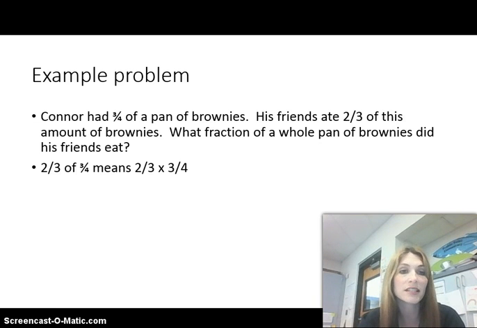We're going to look at our first example problem. Connor has 3/4 of a pan of brownies. His friends ate 2/3 of this amount of brownies. What fraction of a whole pan of brownies did his friends eat?